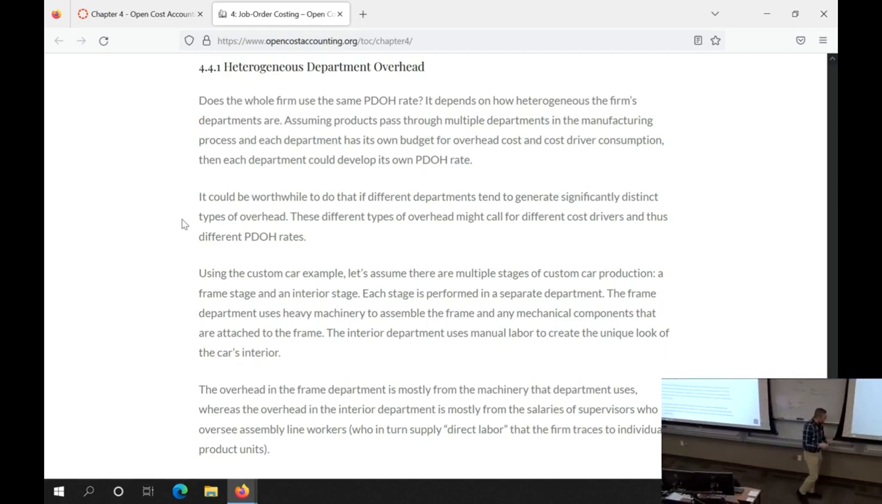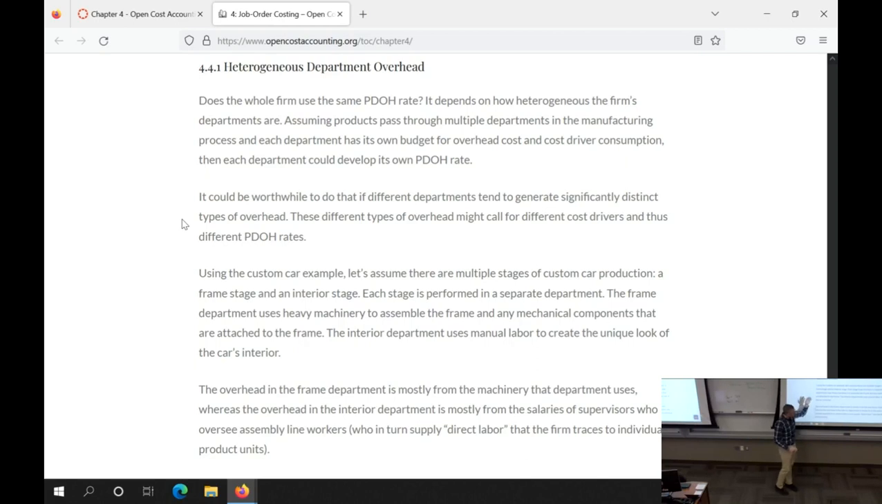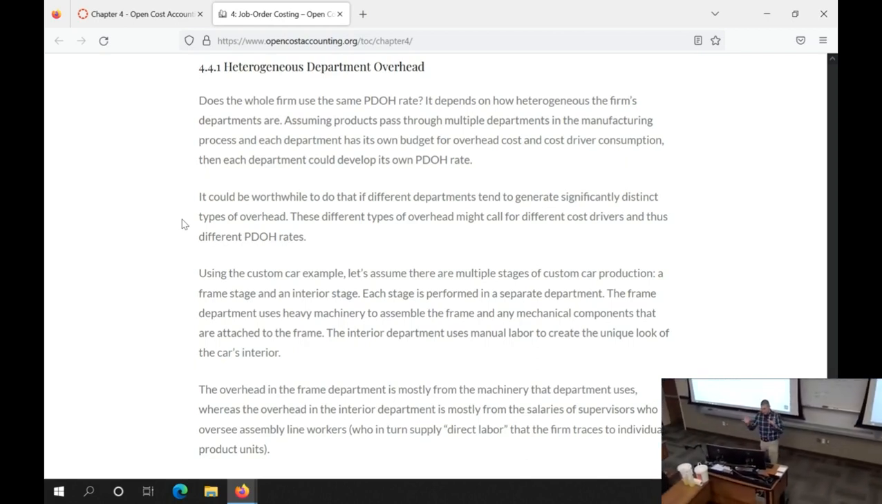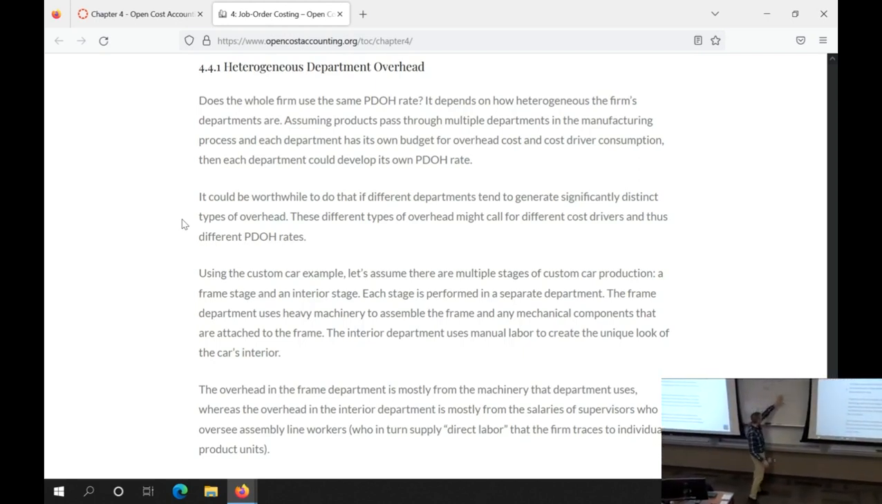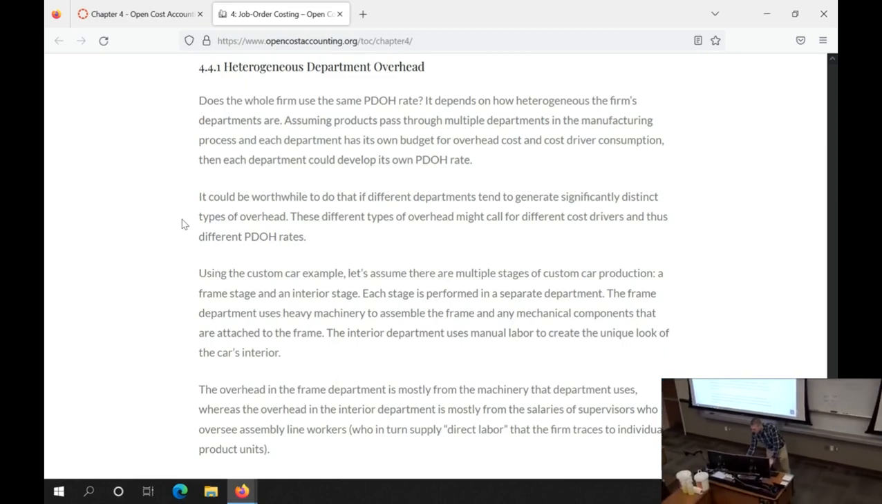And we could go on and on for different departments, but that's one way that you can make it a little more refined. Rather than one kind of one size fits all PDOH, where all overhead cost is on one cost driver for the whole firm-wide PDOH, we're going to split it up by department.